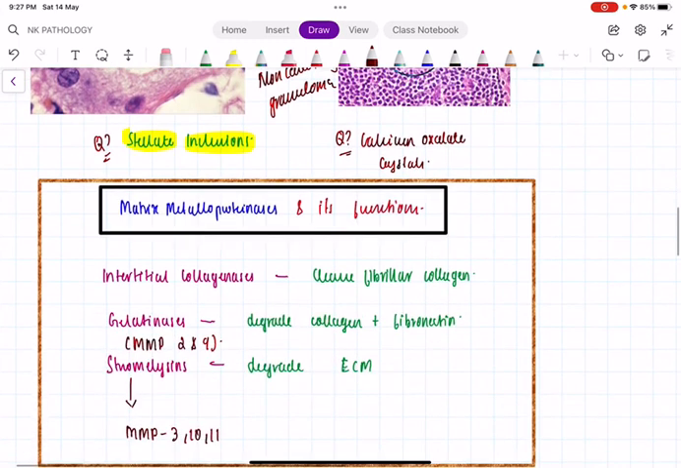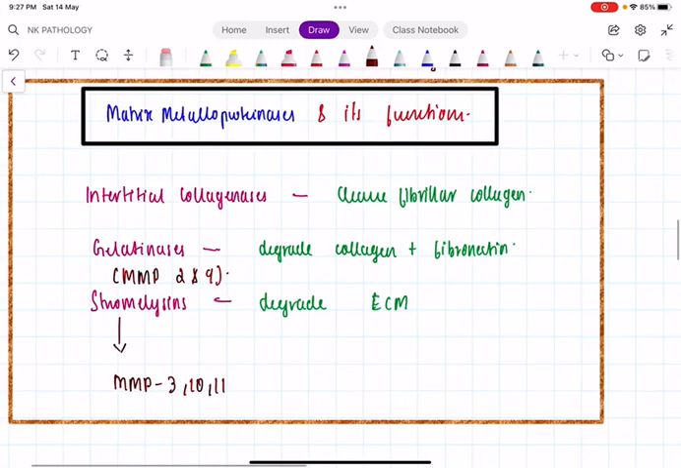Then what are the different types of matrix metalloproteinases and their functions? Number one is interstitial collagenases. They cleave the fibrillar collagen. Then number two is gelatinases.